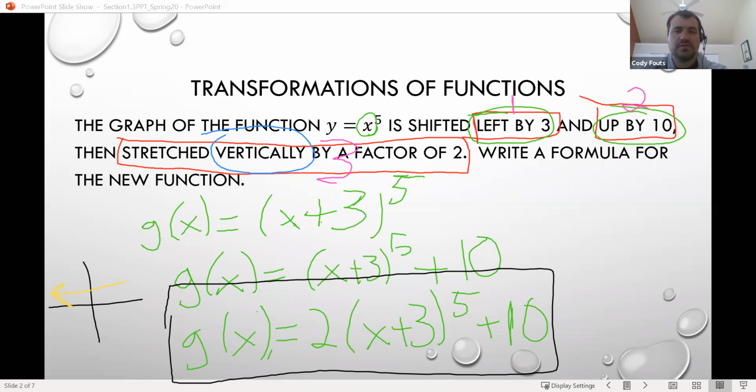So that's what we're looking for. So again, just to reiterate what each thing means here. So the 2, that's our stretch vertically by a factor of 2. The plus 3, it's on the inside, it's in the house of lies, so it does the opposite of what we think, so it moves to the left 3. The plus 10 here on the outside does exactly what we think it should do, so it moves the function up 10 units.